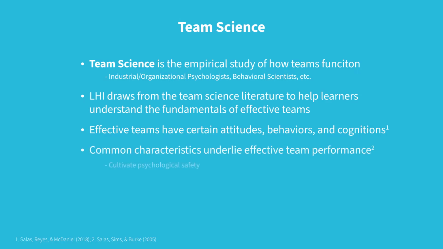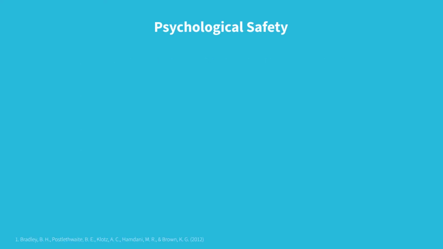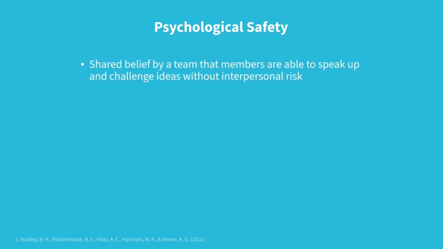Teams that flourish cultivate psychological safety, build teams strategically and intentionally, and define clear roles and responsibilities for team members. Let's talk first about psychological safety, the most important team dynamic. Psychological safety is the shared belief and feeling that team members can speak up and challenge ideas without interpersonal risk. This helps teams be more productive and creative.